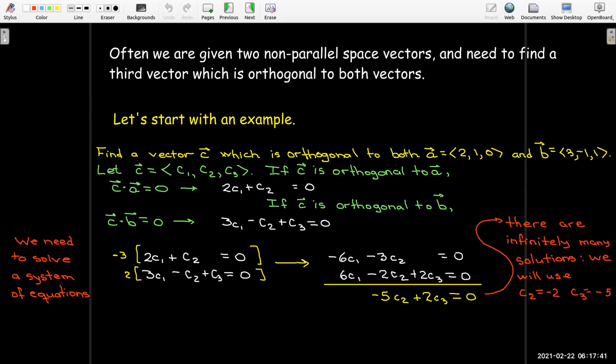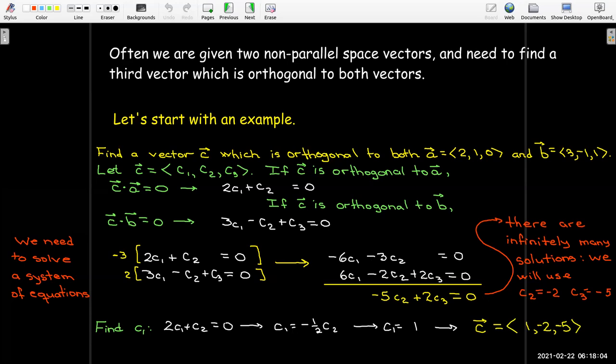Now, once I've chosen C2 and C3, I can go back and find C1 using either equation. So I'll use equation 1, or the first equation, because it only has two terms. So C1 would be negative 1/2 of C2. So C1 would equal 1. And my C vector would have components 1, comma negative 2, comma negative 5.